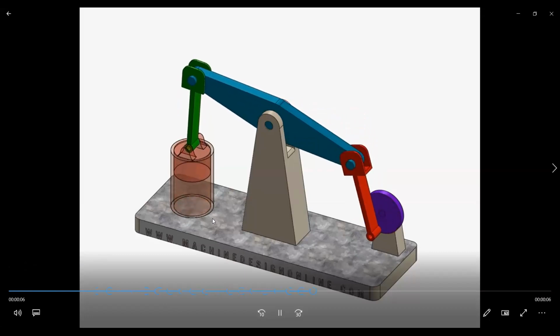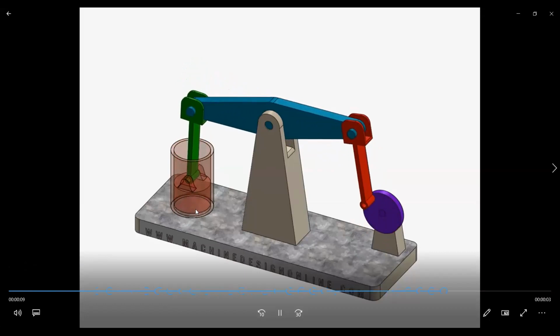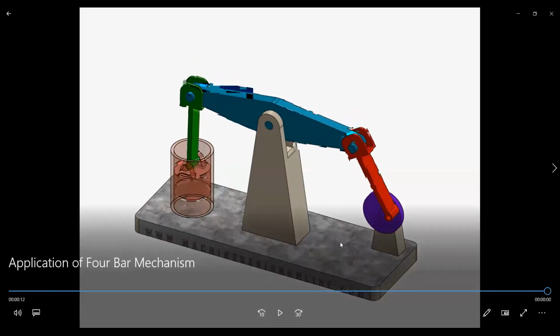This is the beam engine, which is used to extract the oil from the oil well. Your 4 bars are here. This is the frame. It is a crank. Do not confuse it with the shape of the crank; here, the shape of the crank is in the form of a pulley. Then it is your connecting rod, coupling rod, and a lever, which is oscillating. So we are using its oscillatory motion in order to extract the oil, with the help of additional links.